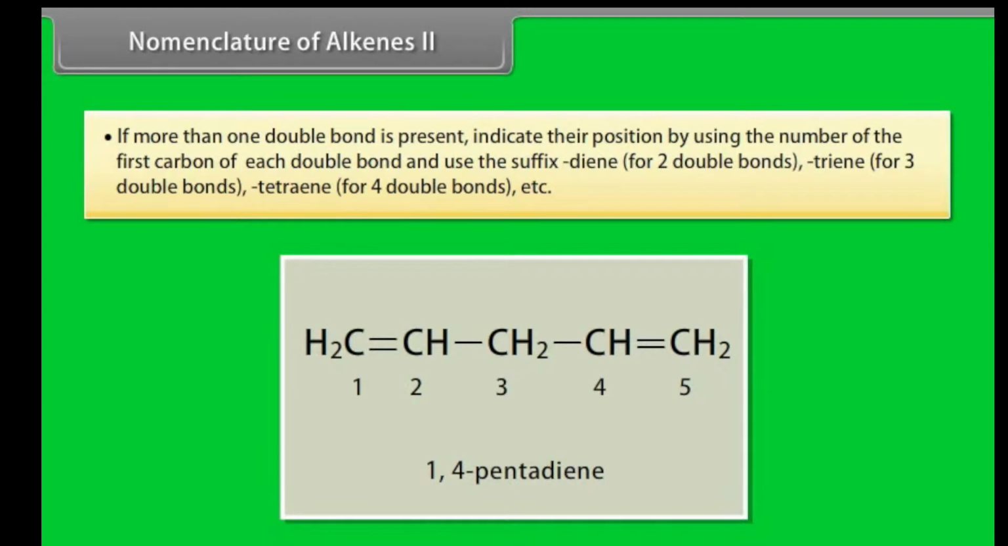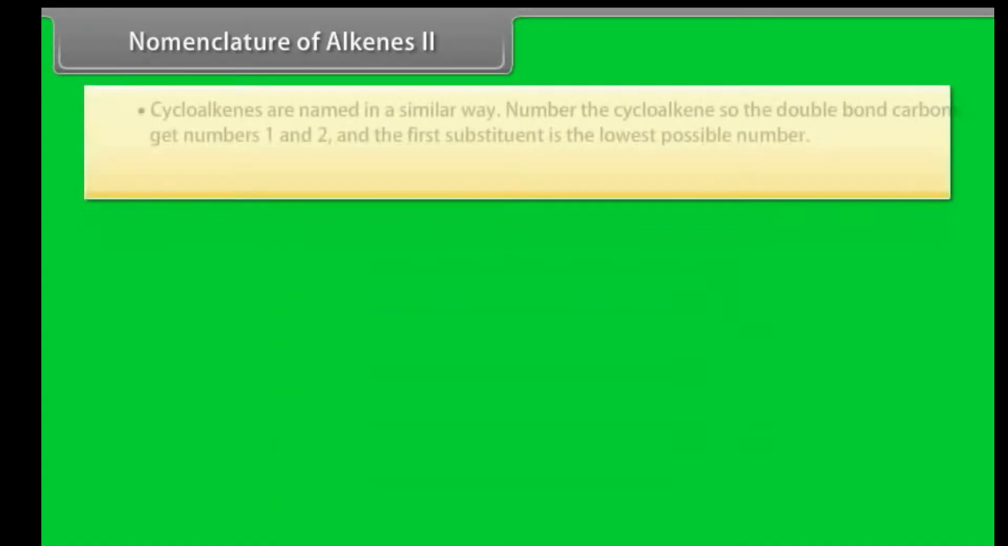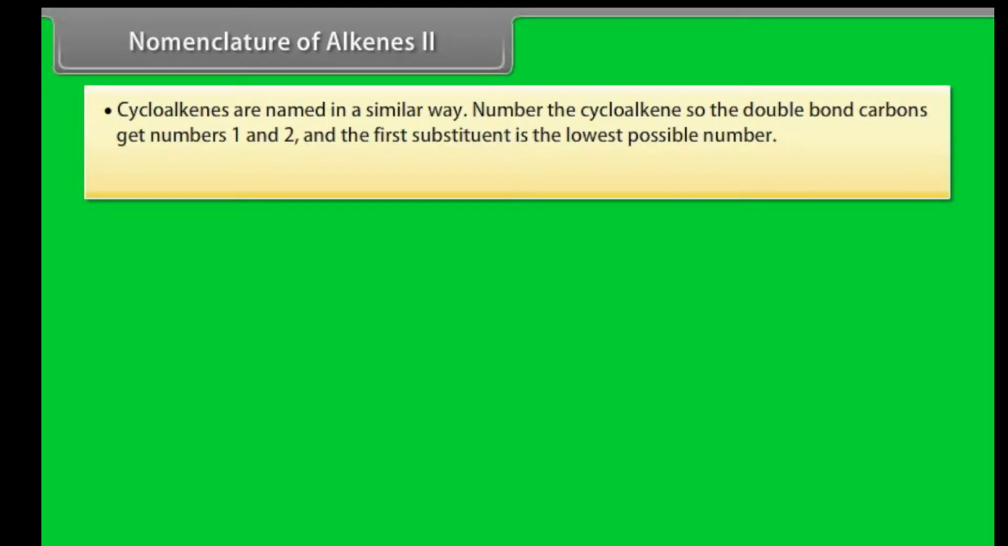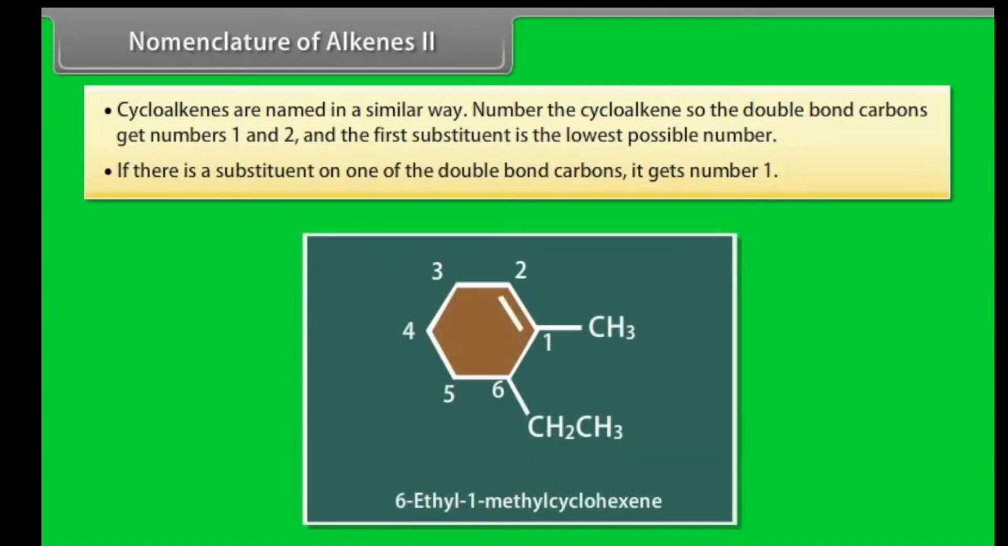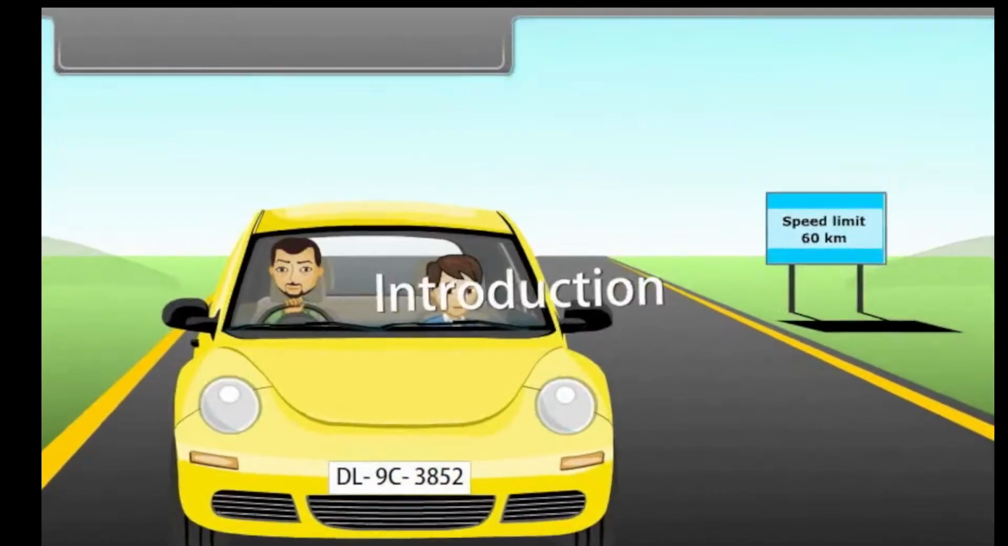Step 8. If more than one double bond is present, indicate their position by using the number of the first carbon of each double bond and use the suffix diene for 2 double bonds, triene for 3 double bonds, tetraene for 4 double bonds, etc. For example, 1,4-pentadiene. Step 9. Cycloalkenes are named in a similar way. Number the cycloalkene so the double bond carbons get numbers 1 and 2, and the first substituent gets the lowest possible number. If there is a substituent on one of the double bond carbons, it gets number 1. 6-ethyl-1-methylcyclohexene.